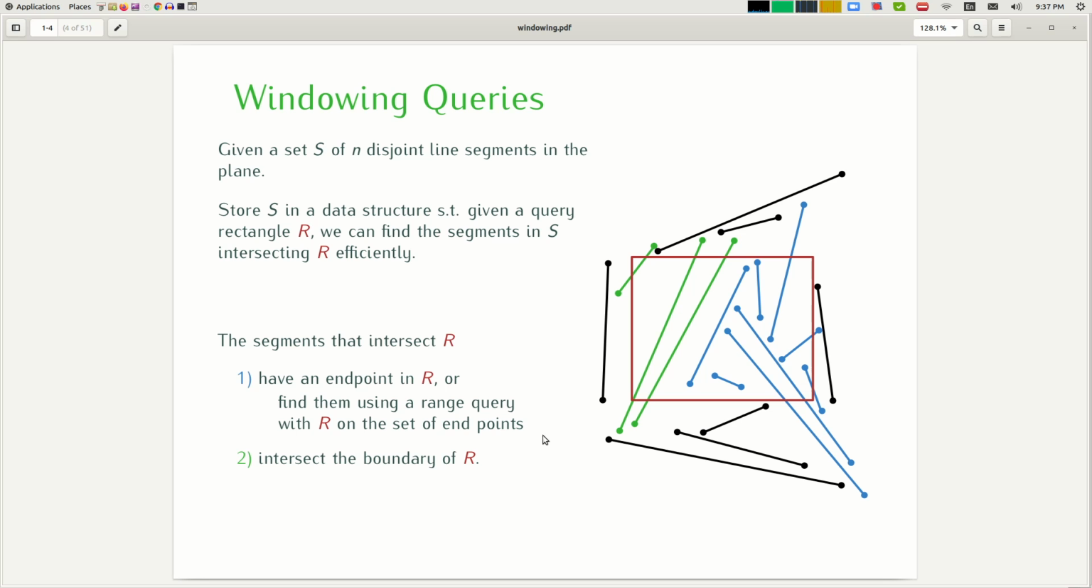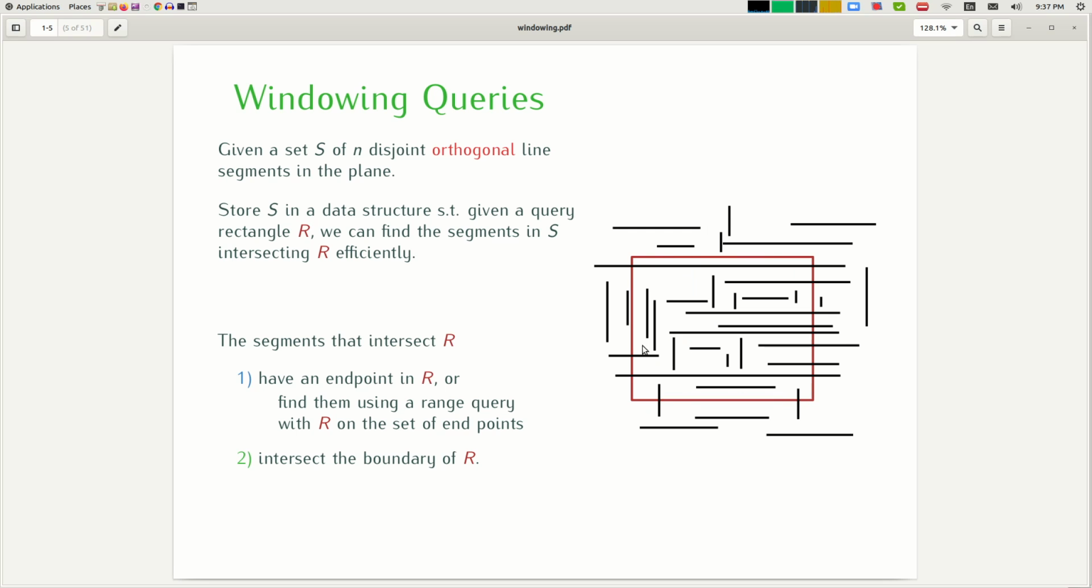So the only thing that is left to solve is to find these green segments. First, we look at the simpler case when the segments are horizontal and vertical, and then we solve the general case when the segments can have arbitrary orientation.